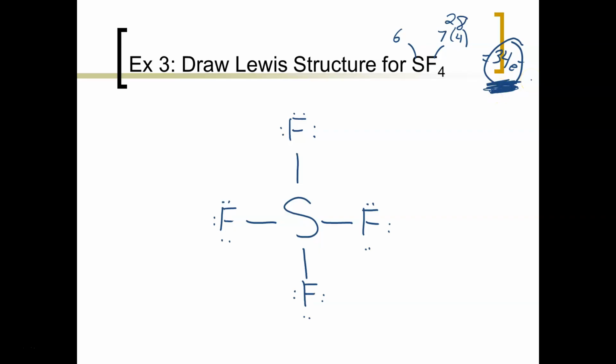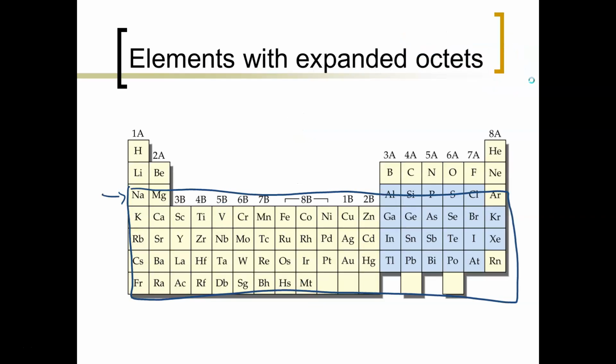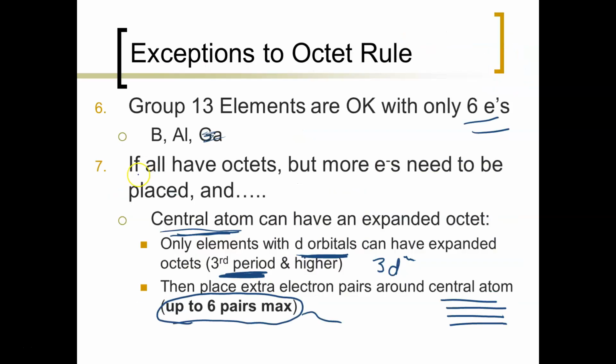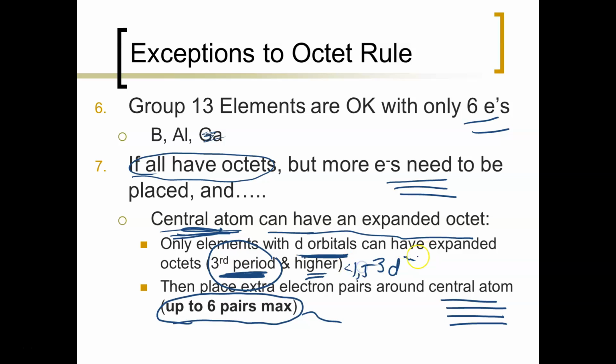Well, what the heck? Everything has an octet. What do I do here? Go back here to this slide. It says if everything has an octet, pardon the horrible grammar, if everything has an octet here, but more electrons are needed, that's the case we're in, the central atom can have an expanded octet if it's in the third period and higher. Higher means like period 3, period 4, period 5. It doesn't mean higher on the periodic table. It means a period higher than 3.